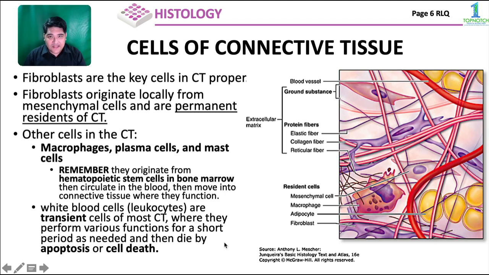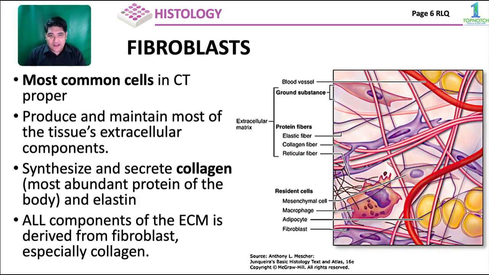Again, we have many cells: fibroblasts, macrophage, plasma cells, and mast cells. But which one is the permanent resident of this tissue? Very good, your fibroblasts. So, speaking of your fibroblasts, again, it is the most common cell in the connective tissue, correct? It produces and maintains most of the tissue's extracellular component.